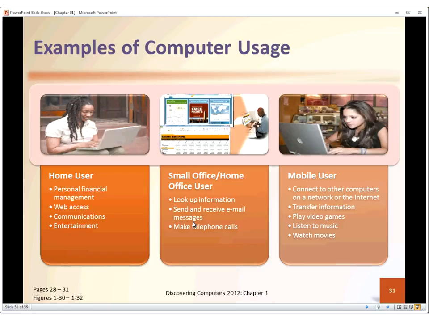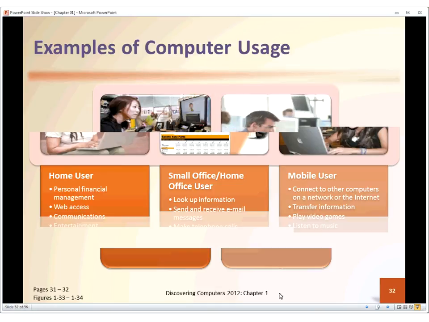Another category are the mobile computers. We all kind of fit into that category too, especially now with smartphones. You connect to other computers on the network or through the internet, transfer information, play games, listen to music, watch movies. All those things can be done by mobile users.